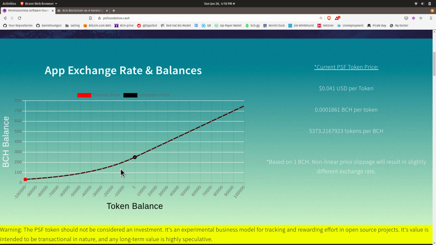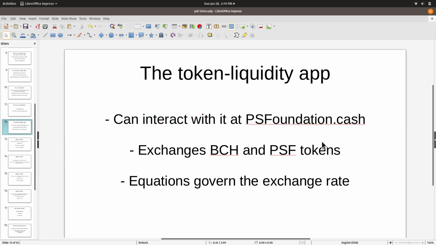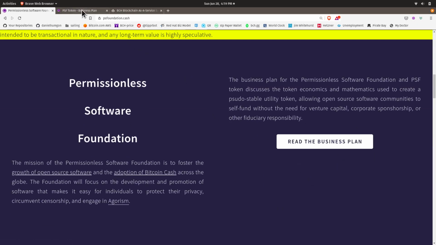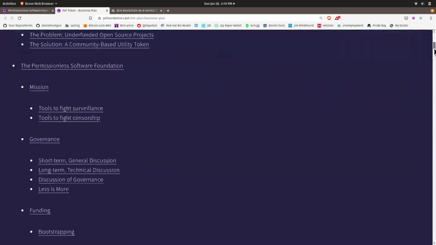It calculates the exchange rate based on this curve. So right now we're at the red dot, and the exchange rate is 5,373 tokens per BCH. And this exchange rate will decrease as more Bitcoin Cash goes into the app, and it will eventually decrease down to 200 tokens per BCH, at which point it will be locked in. And I'll go into that in more detail. Well, actually, let me just dive right into that. So if you open the business plan, I'll go more into depth on this curve.